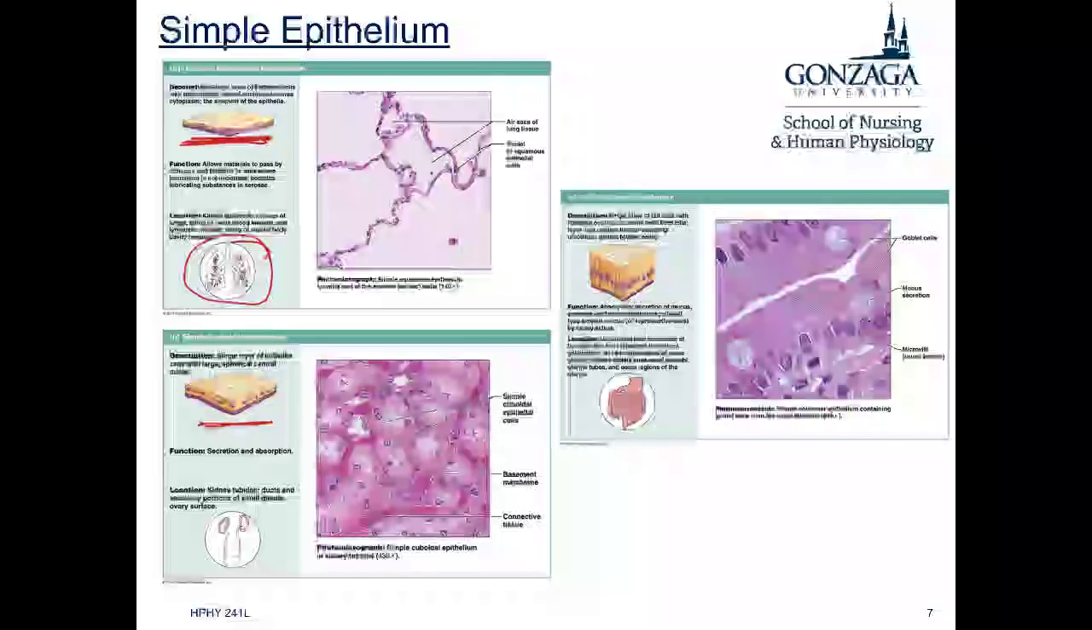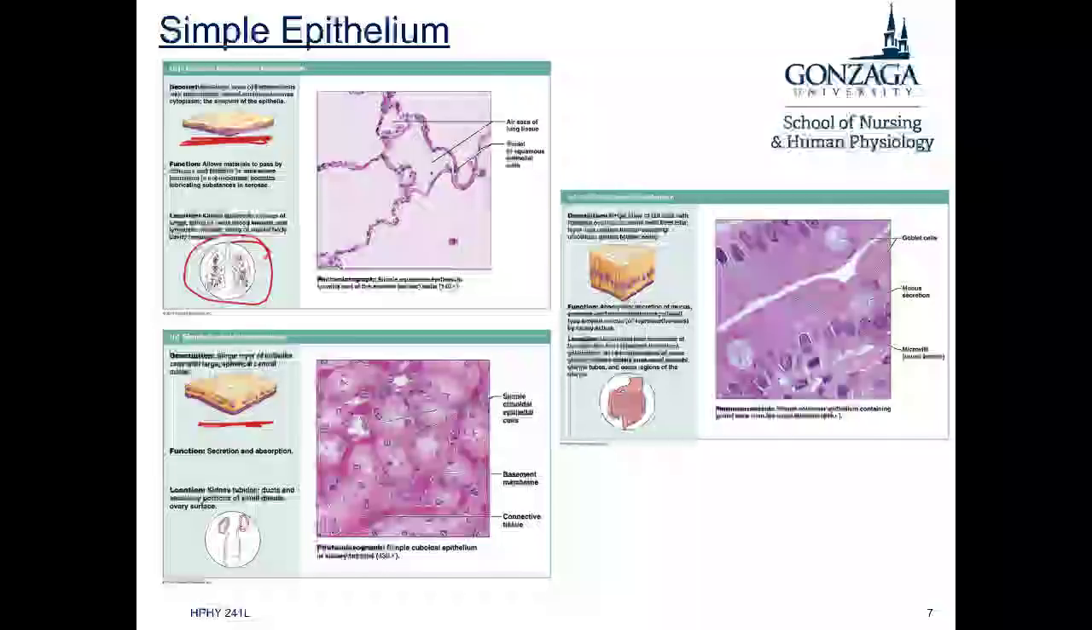Next type, simple cuboidal. So these cells shown here, they're very cube-shaped in appearance. This is probably a better example right here, but it's still just 1 layer. Kidney is a good example of this, kidney tubules.